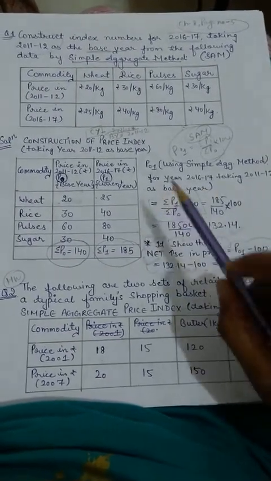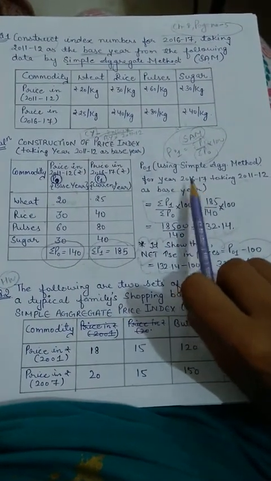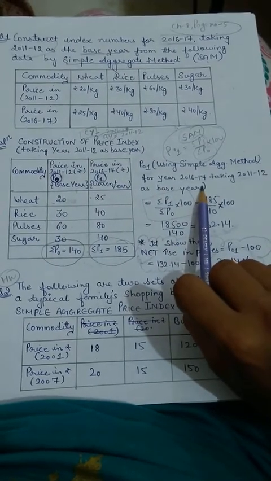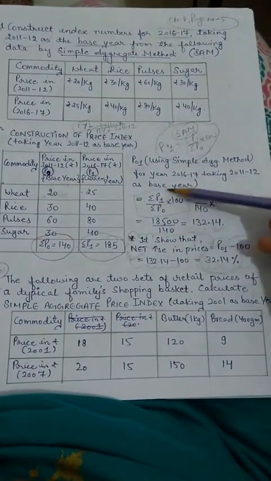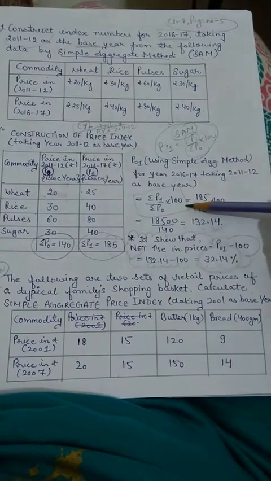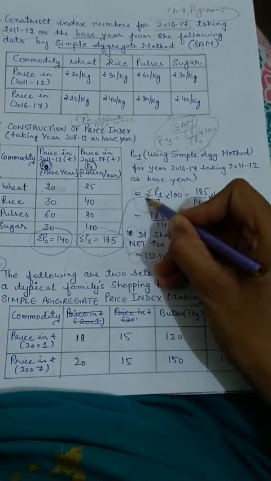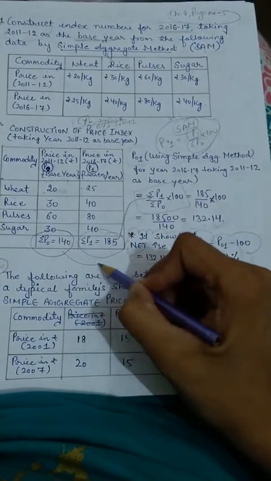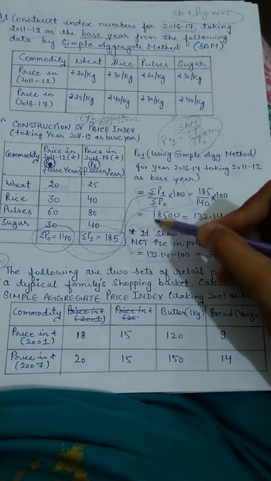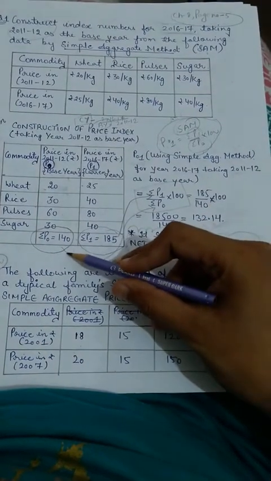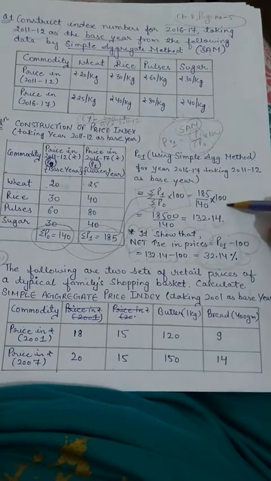Now here are all the things which you have to write down. We are calculating for 2016 and 17, taking 11 and 12 as base year. This is our formula: sigma P1 upon sigma P0 into 100. The total of P1 is 185, and the total of sigma P0 is 140. So these two values you have got, 185 and 140. You will write it down here: 185 upon 140 into 100.